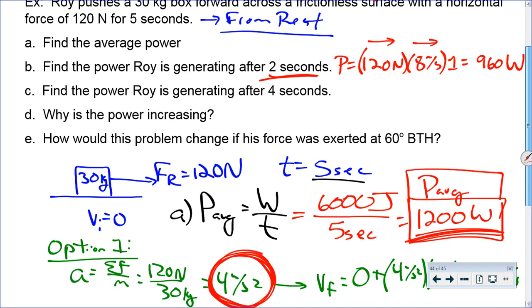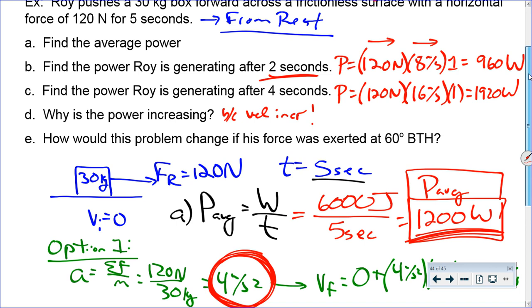And after 4 seconds, for part C, we've got the same force, but now we're going faster. So you get 1,920 watts. And the power is increasing because the velocity increases.